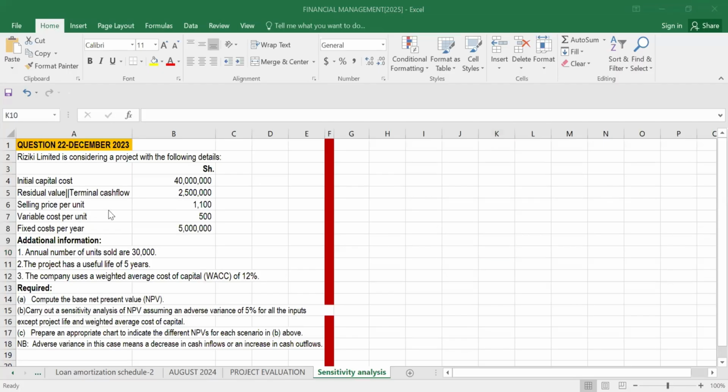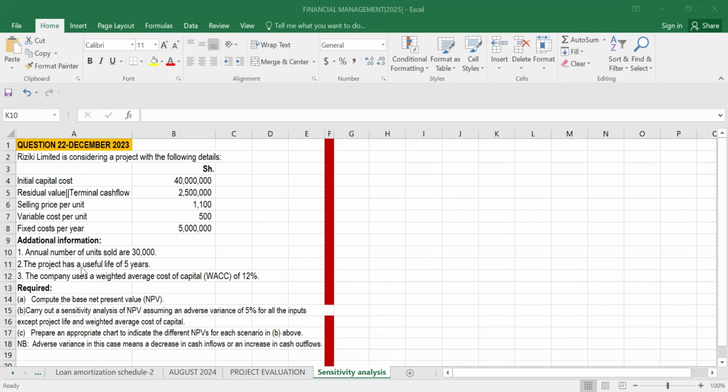Yes, so the question reads, a company limited is considering a project with the following details. So one, we are given the initial capital cost. The initial capital cost is basically, in other terms, the initial investment. Then we are given the residual value, which is also known as the terminal cash flow, the selling price per unit, which is 1,100, the variable cost per unit 500, the fixed cost 5 million, and then you're given additional information about the annual number of units to be sold, 30,000.